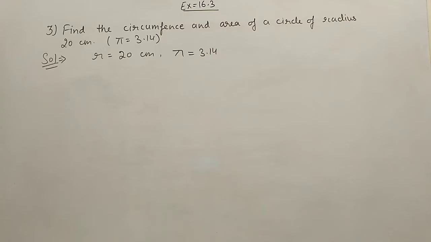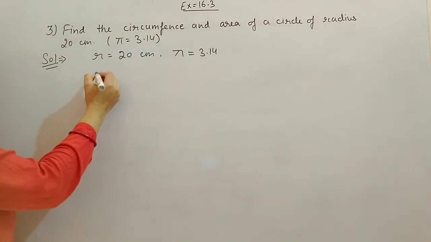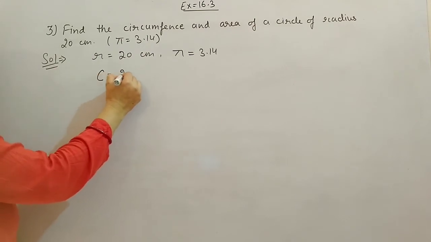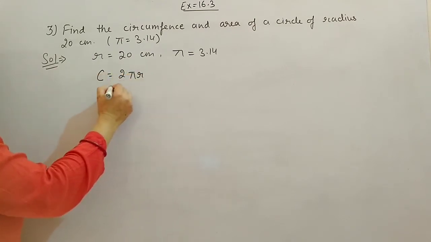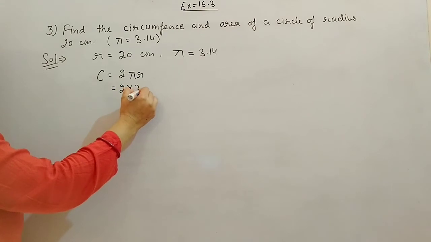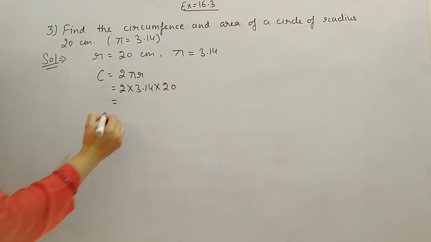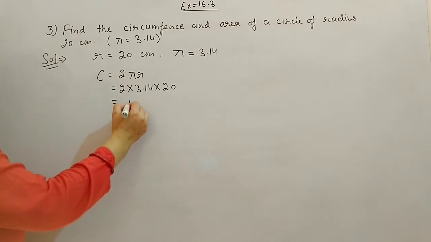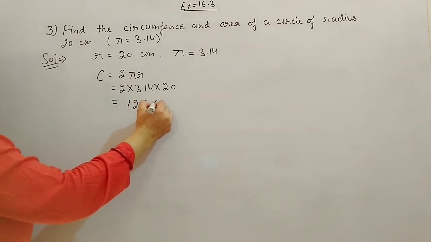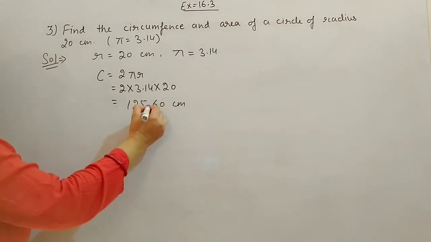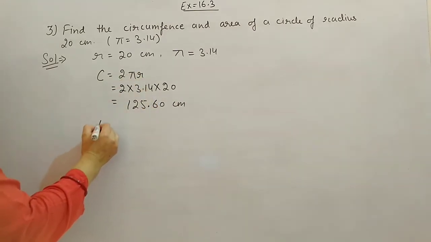Next, question number 3. Find the circumference and the area of a circle of radius 20 centimeter. Pi we have to use here is 3.14. So r is given and pi value is given. So circumference is equal to 2 pi r, 2 into 3.14 multiplied by 20. After multiplication you will get 125.60 centimeter.